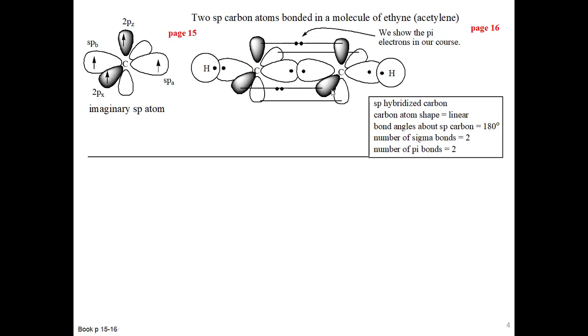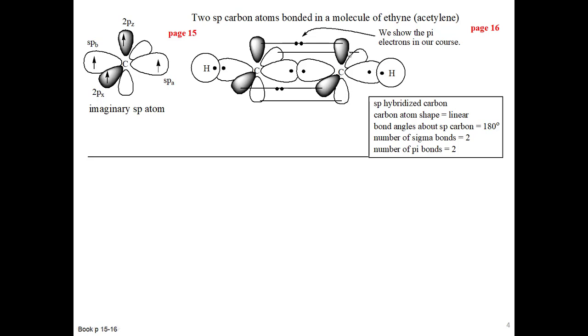So with all of this shape that we have here, this will go together to form what we call sp hybrid carbons, but we'll see this is for nitrogen and oxygen too. The shape will be linear. The bond angles around the sp carbon, so I'm just looking at a single atom, are 180 degrees, because that's the hybrid orbitals. The number of sigma bonds for this particular carbon will be 2, 1, 2 on either side. The number of pi bonds will be 2.